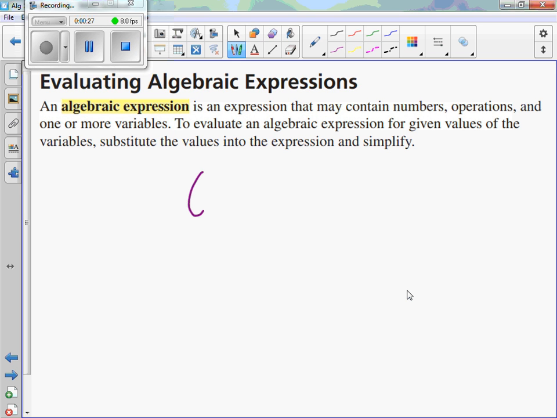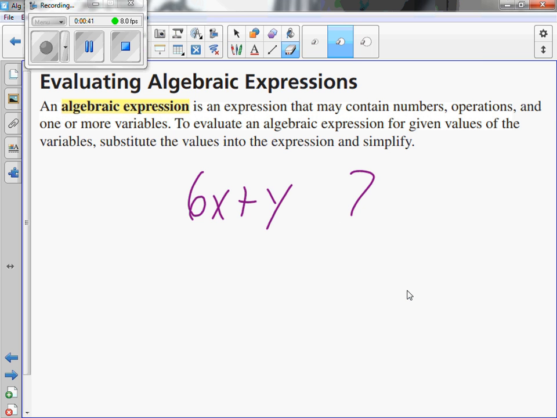So if we had something like this here, 6x plus y equals 7, this is an equation. An equation will have an equal sign with stuff on the left and right. Now, if it doesn't have an equal sign, so if this has just been minus 7, this is an expression. An expression is a set of terms where we have variables and numbers with addition, subtraction, but no equal sign. To evaluate an algebraic expression for given values of the variables, substitute the values into the expression and simplify. So what that means is we're going to plug the numbers in and simplify it down.